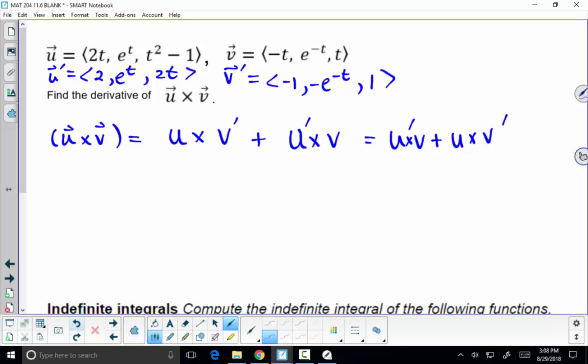So u cross v prime. Okay, so let's try to do this now. Here we go. These two being multiplied together, we're going to cross out the first column, and then it's going to be e to the t minus, what happens when we multiply, oh gosh. This is ugly. This times this, right? Crossing out the first column, and then it's going to be that times that minus this times that.